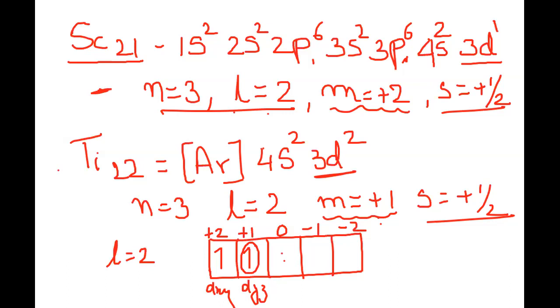All right. That means you see, L equal to 2 means it is having d orbitals. There are 5 d orbitals. So the permissible values of m, the allowed values in number, are 5. So that is why it is written like this.